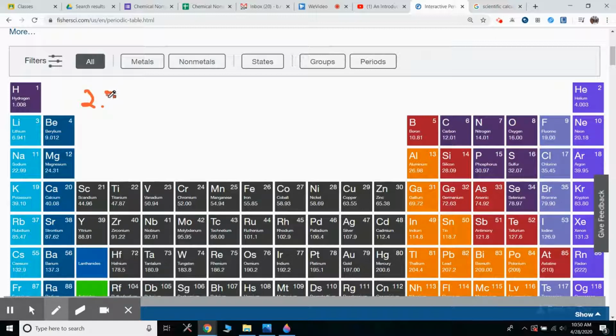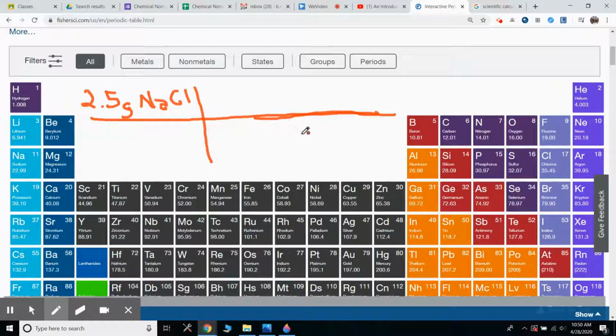Okay, so 2.5 grams of sodium chloride. I'm going to draw my ladder. I'm going to have 2 parts to my ladder here, and I know I'm going to need to put grams. I'm going to make this just a little bit smaller so I have a little more room to work with here, because I'm going to have 2 parts to my ladder. I know that because to go from grams to particles, I first have to go to moles of sodium chloride.